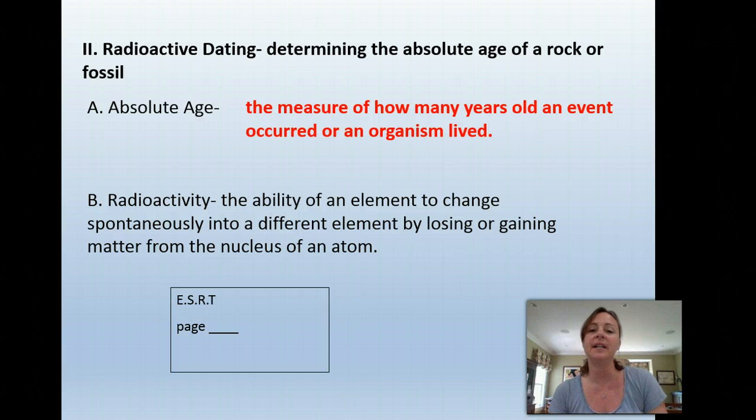Radioactivity is the ability of an element to change spontaneously into a different element by losing or gaining matter from the nucleus of the atom. We're going to look at our Earth Science reference table, first page, to help us with this process. So you're going to need to hit pause and get your reference table out.